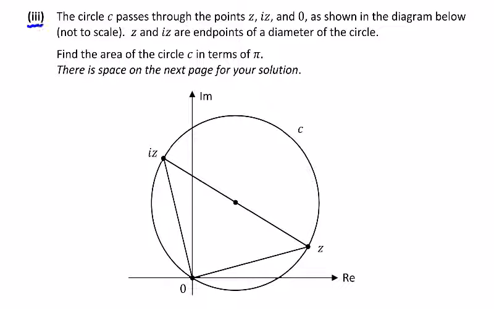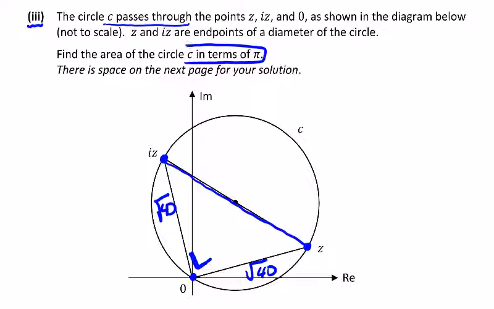Part 3. The circle C passes through the points z at the origin here and iz as shown in the diagram, not to scale. z and iz are endpoints on the diameter of the circle. So the diameter of the circle, any angle standing on the diameter is a right angle. That's the knowledge here. We've worked out the modulus of these guys, root 40 and root 40. So to get the area of the circle, we need the radius. So it's just a right angle triangle, but root 40 on both sides.